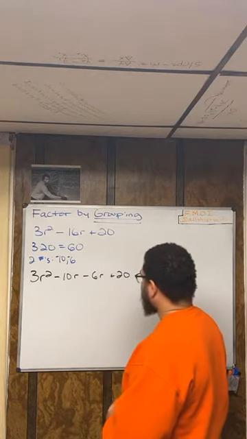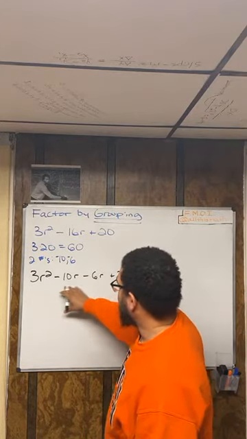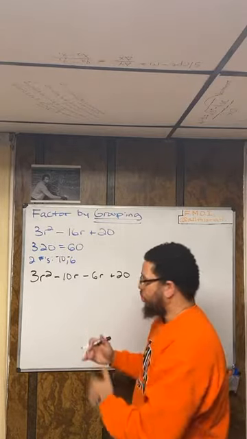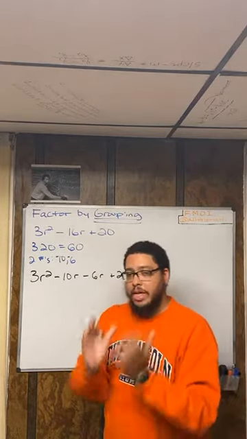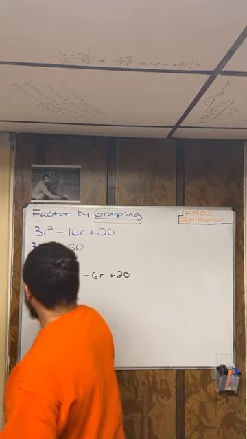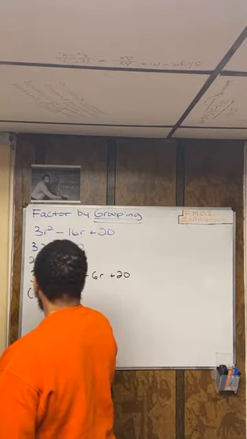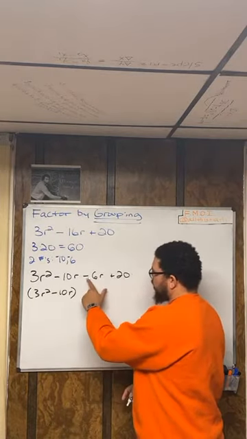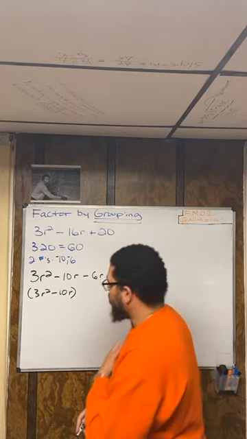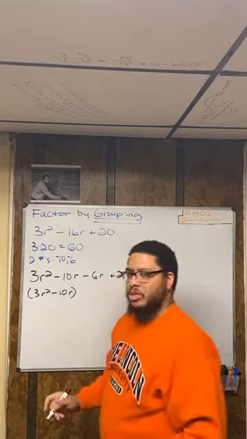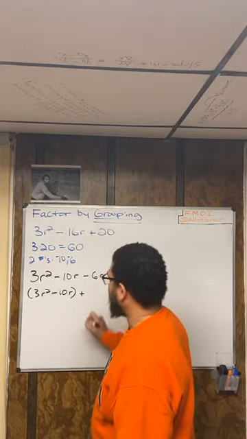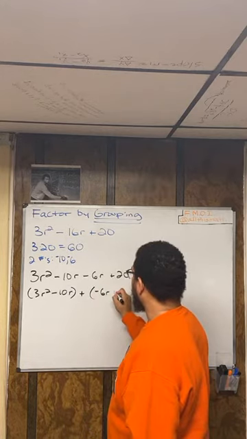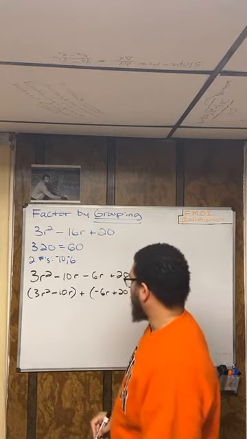All right, the next thing I suggest you do when you factor by grouping is you rewrite the expression in two groups. And each group should be inside parentheses. So I'm going to do 3r squared minus 10r. And then, because this is a negative, what I like to do, everybody might not do this, is always put a plus sign in between my groups. So then in parentheses, I'm going to have negative 6r plus 20, right?